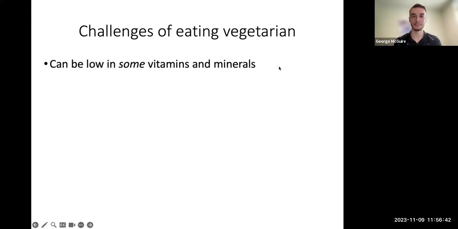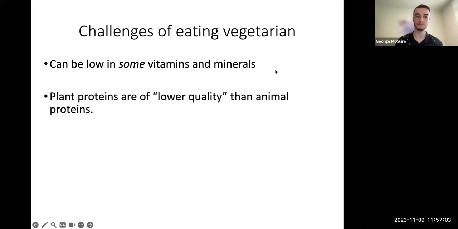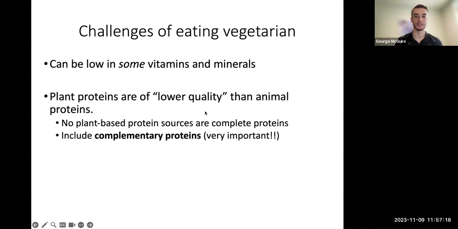So when you're eating strictly vegetarian food sources or plant-based food sources, you are getting lower amounts of some vitamins and minerals compared to an omnivorous diet that does include meat, especially fat-soluble vitamins, which are common in higher concentrations from meat sources than they are from plants. Plant-based proteins are considered lower quality. Again, this is just because they are incomplete proteins. There are no complete plant-based sources of protein, so you have to consume 2 or more sources to get all 9 essential amino acids. And that's really the main thing.